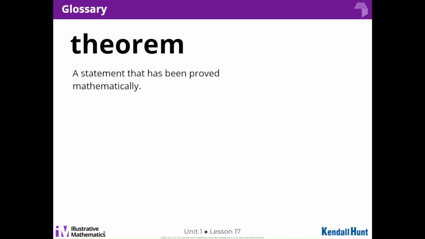Theorem. This is where we take that assertion that we talked about at the beginning of the glossary terms. Then we take that assertion and we prove it true mathematically. Once we have taken that extra step of proving it, then it becomes a theorem.